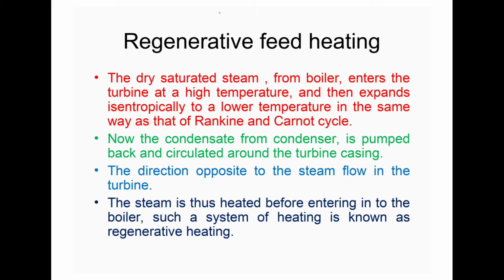The dry saturated steam from the boiler enters the turbine at a high temperature and expands isentropically to a lower temperature in the same way as that of the Rankine and Carnot cycle. Now the condensate from the condenser is pumped back and circulated around the turbine casing, in the direction opposite to the steam flow in the turbine. The feed water is thus heated before entering into the boiler. Such a system of heating is known as regenerative heating.